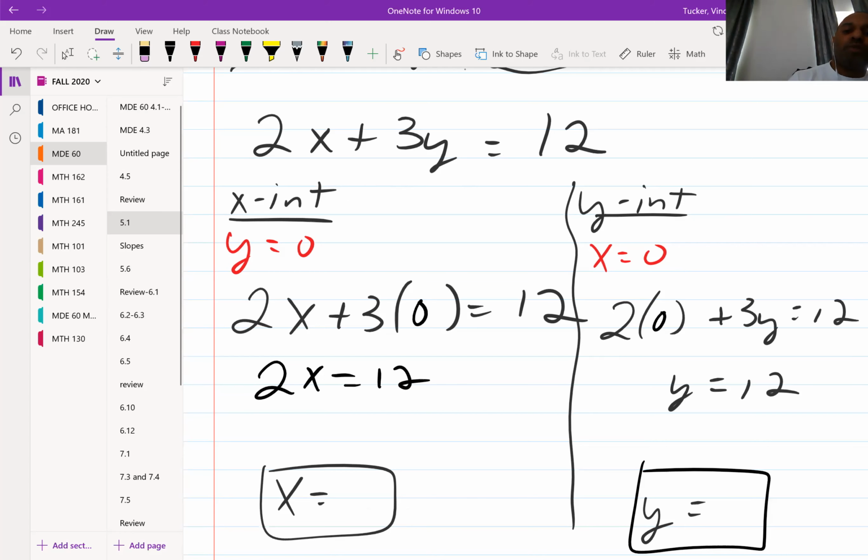All right, so I plug in 0 right here for y. 3 times 0 is 0. That leaves me with 2x equal to 12. Divide by 2. x is equal to 6. So our ordered pair is (6, 0).